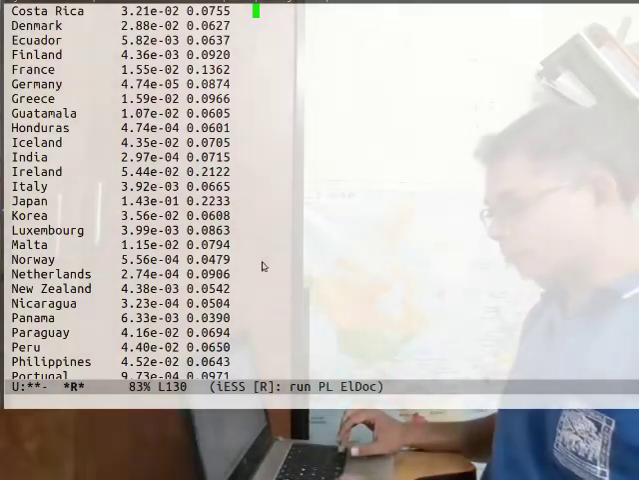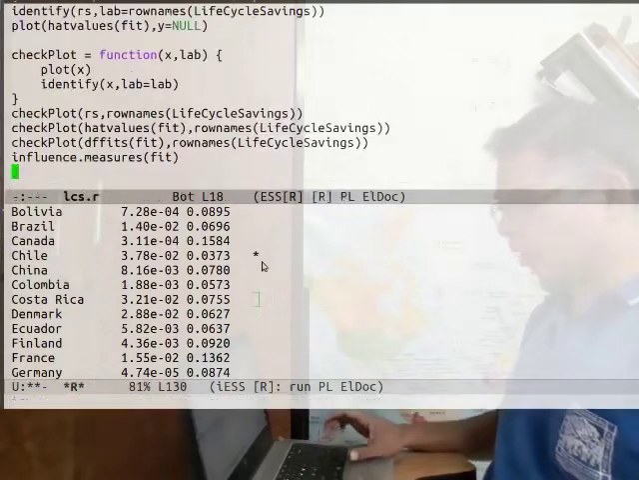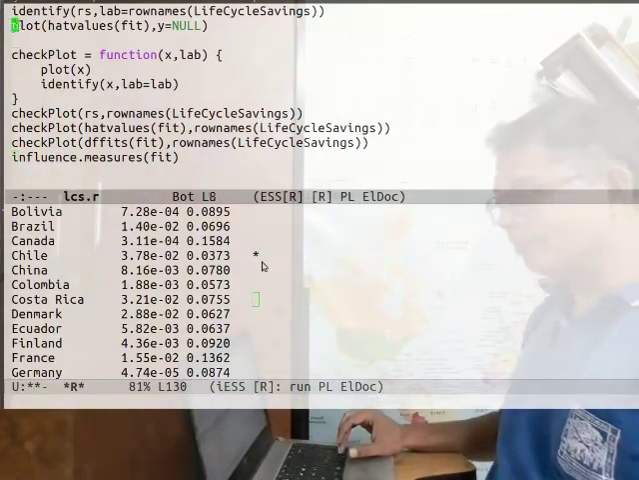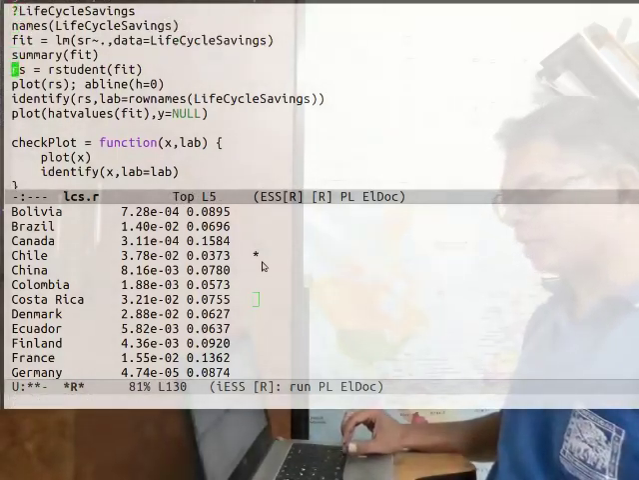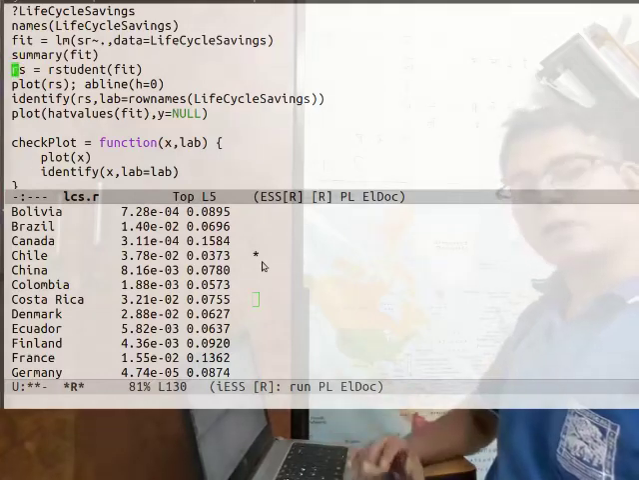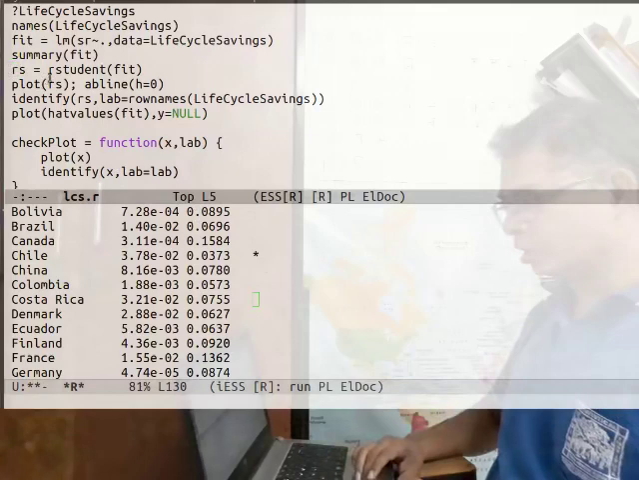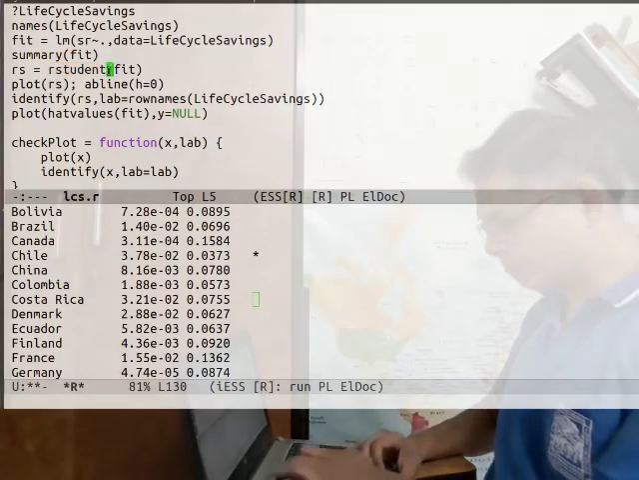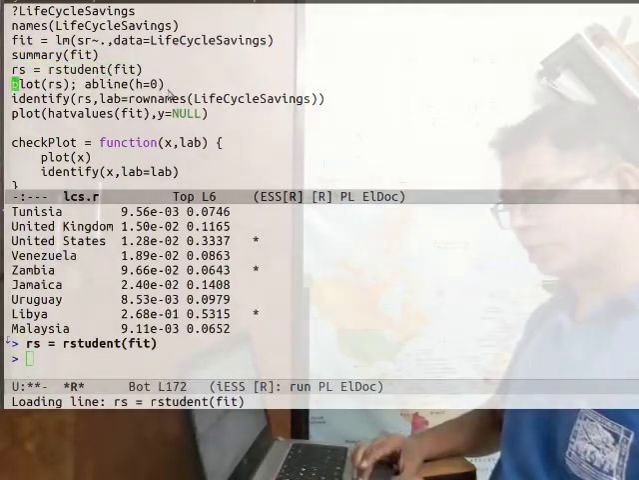But most likely you will not be satisfied with that. You would want to take a look at the individual things. So for that, you can extract the various quantities. For example, you can extract the R student values. The function R student will do that. So let's do that extraction, and you might plot it with abline 0, and try to find out what the things are.